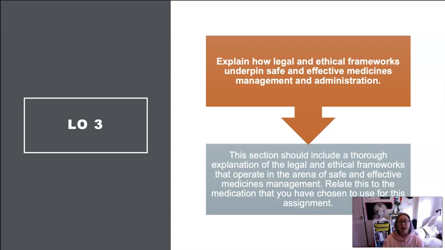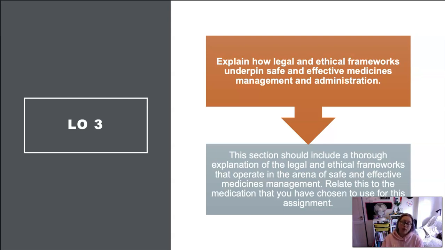What do we have to think about when we're actually delivering our medications? As I said, I know that not all of you have input into administration or prescribing of medications. But when we're dealing with patients who are being prescribed medications, what are the things that the prescribers or the administrators have to think about when they're helping or supporting these patients? So this section should include a thorough explanation of the legal and ethical frameworks that operate in the arena of safe and effective medicines management.